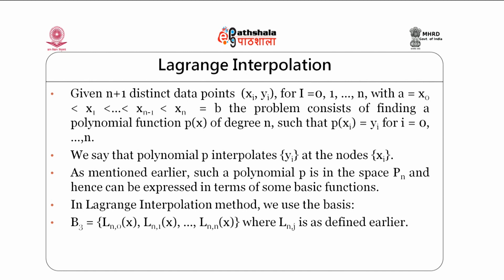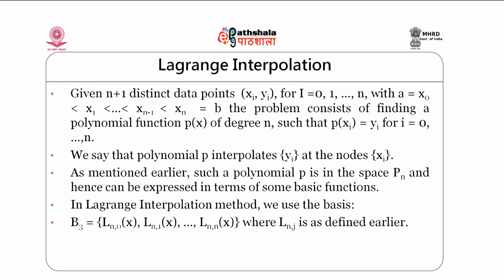So, when we are talking about Lagrange interpolation, given n plus 1 distinct data points x i, y i for i equal to 0, 1, 2, 3 up to n, with a equal to x 0 less than x 1 less than x n minus 1 less than x n equal to b, the problem consists of finding out a polynomial P x of degree n such that P x i is equal to given data value y i for all i equal to 0, 1, 2, 3 up to n. So, we say that the polynomial P interpolates y i at the nodes x i, that is what it will mean.